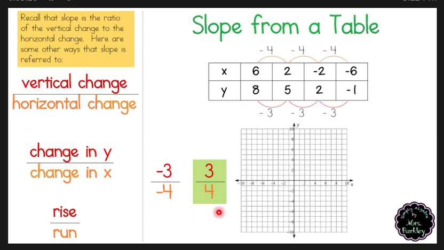If we were to plot these points on a coordinate plane and plot the point 6, 8, the point 2, 5, the point negative 2, 2, and the point negative 6, negative 1, we could see starting with our point on the left, we would go up 3 and over 4, up 3 and over 4, up 3 and over 4. And so we would have that slope as a positive 3/4. So make sure that if you have a change in y that is negative and a change in x that is also negative, that you look and see that that graph would actually be a positive slope. The graph would have a positive slope there, so we need to simplify that to be a positive 3/4.